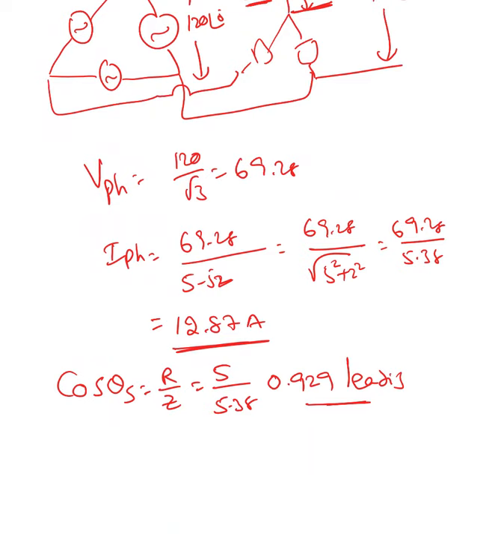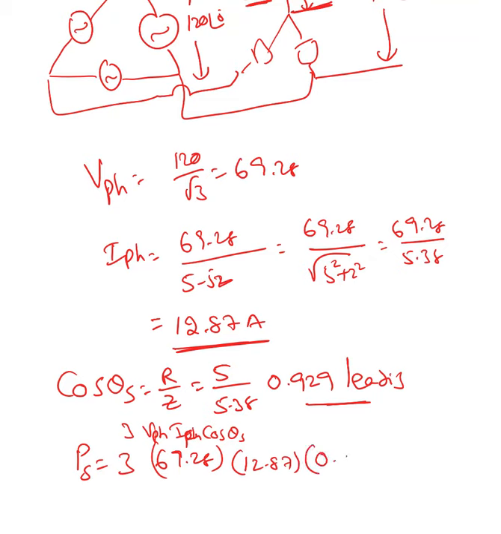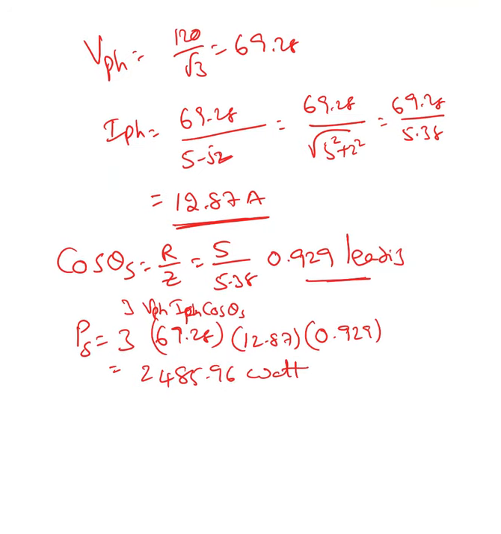Now I have all the values needed to find the power supplied by the source. PS must be 3 times VPH, I'm using VPH, IPH cos theta S. So 3 times VPH is 69.28, IPH is 12.87, cos theta S is 0.929. I have this value as 2485.96 watt. Okay, that's the power supplied by the source.